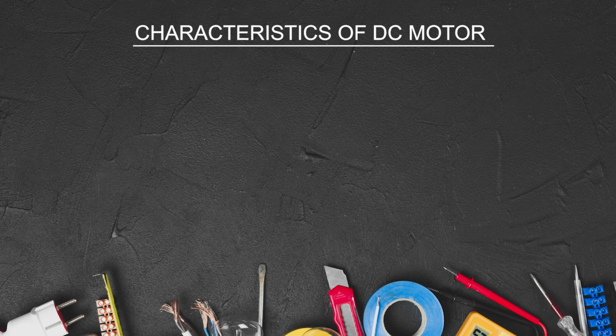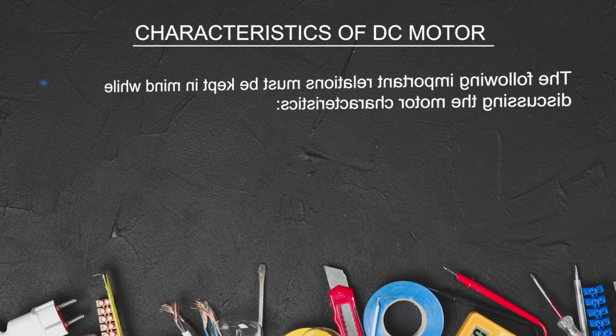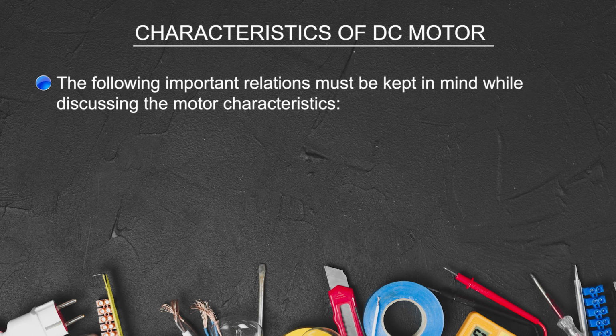To understand any characteristic of a DC motor, the following important relations must be kept in mind while discussing the motor characteristics. So the first equation is IA, that is the armature current, is equal to (V minus EB) upon RA, where V is the supply voltage, EB is the back EMF and RA is the armature resistance. And what is the second equation?